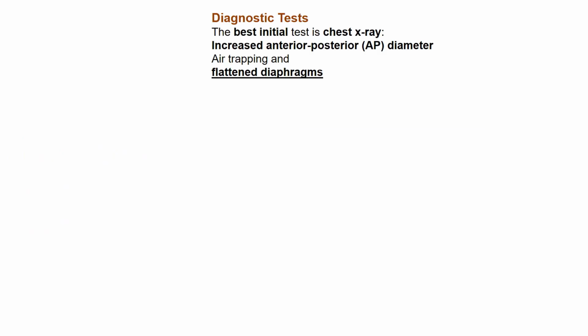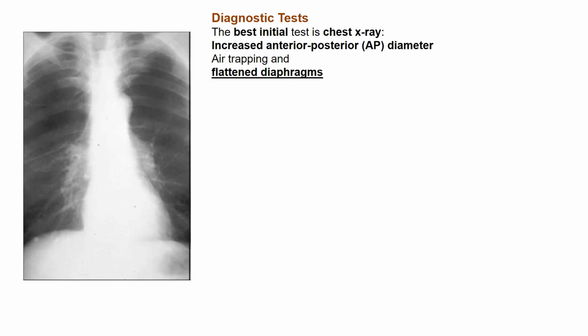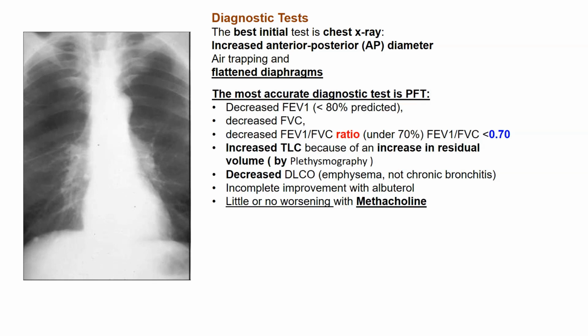What about the diagnostic tests? Now, the best initial test is the chest X-ray, which will show increased anterior-posterior diameter, air trapping, and flattened diaphragms. The most accurate diagnostic test is the pulmonary function test. It will show decreased FEV1, decreased forced vital capacity, and a decreased ratio under 70%. Also, an increased total lung capacity will be found due to an increase in residual volume.